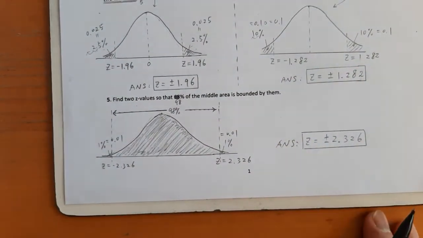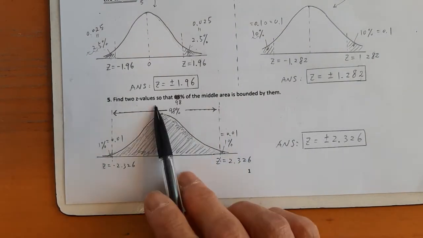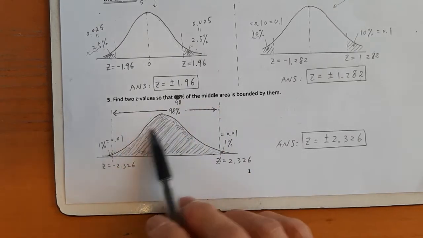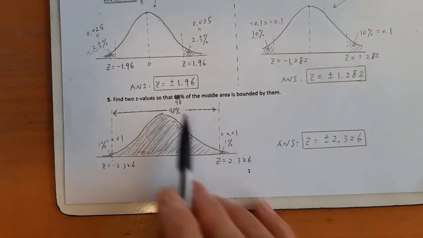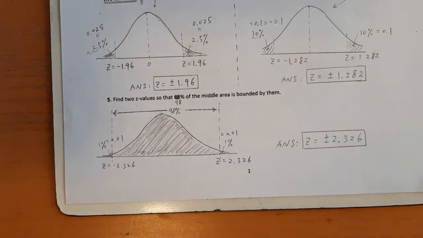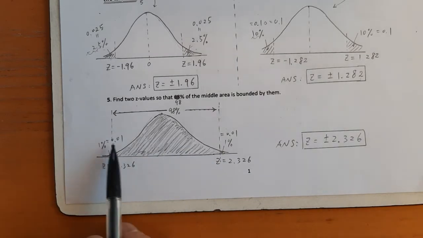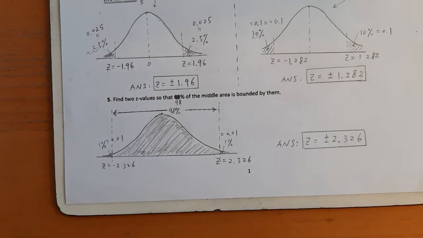The next question is to find two z-values so that 98% of the middle area is bounded by them. So this area between them is 98%. I changed the number. 100% minus 98% is 2%. 2% divided by 2, each tail is 1%. So this area should be 0.01, and 1% is 0.01.